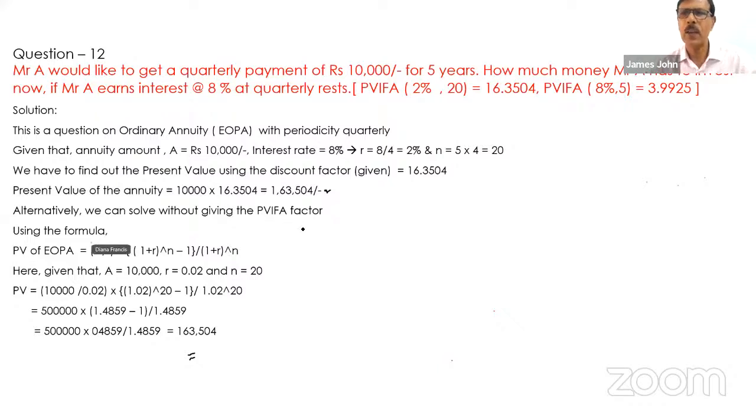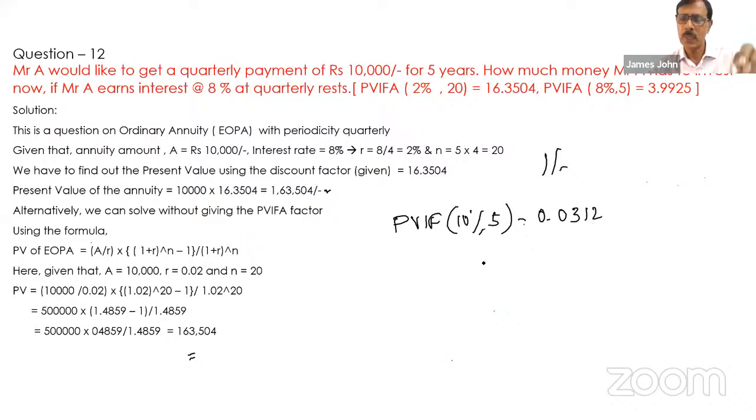PVIF means present value interest factor. For example, it is given PVIF 10%, 5. Like that they will give. So this is the interest rate, this is 5 years. That means what is the present value of 1 rupee you are going to get after 5 years if the interest rate is 10%. They will give a factor, and this factor is the present value of 1 rupee you are getting after 5 years where the interest rate is 10%.